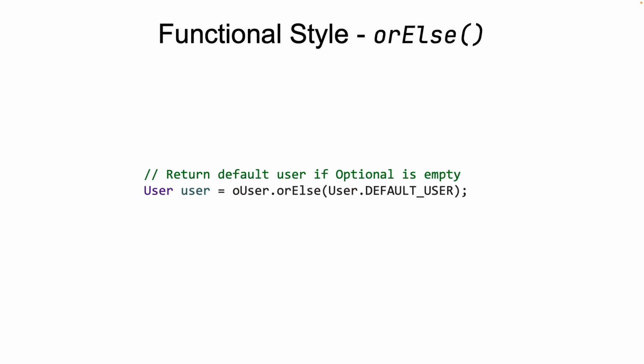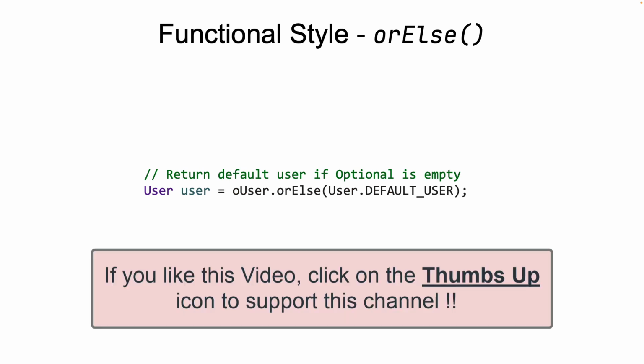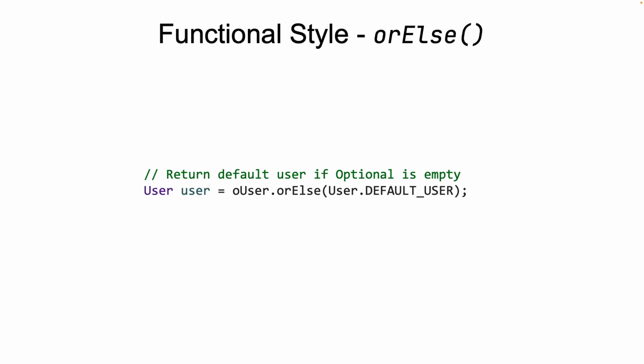Here's an example of using the orElse method. Here the user variable is assigned the contained value in oUser if it is available. Otherwise, the constant DEFAULT_USER is assigned to it. Now this method is a functional equivalent to the Elvis operator, which we find in other languages, like Groovy.